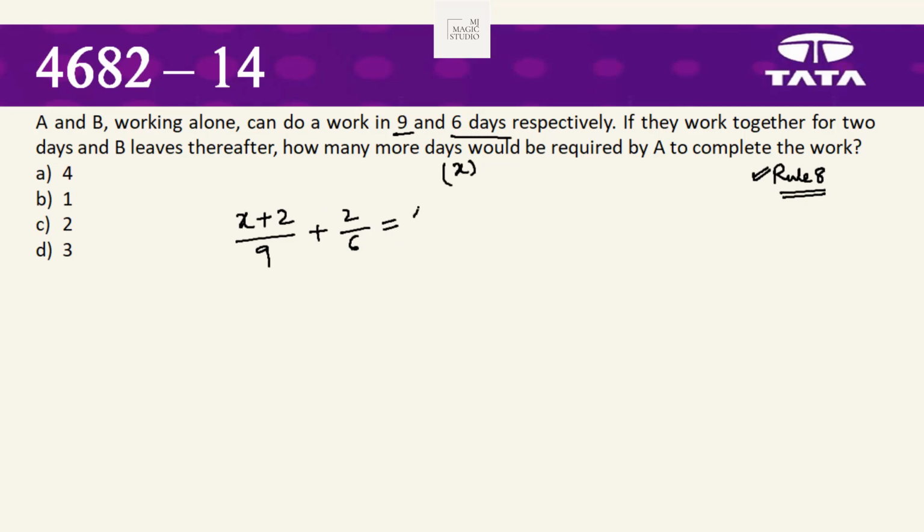And hence the work is completed. In the fraction method, work completed means 1. This is 1 by 3. 1 minus 1 by 3 is 2 by 3. (X plus 2) by 9 equals 2 by 3. 3 into 2 is 6, minus 2 is 4. So X is equal to 4. How many more days would be required by A to complete the work? It is 4 days. Option A is the pick.